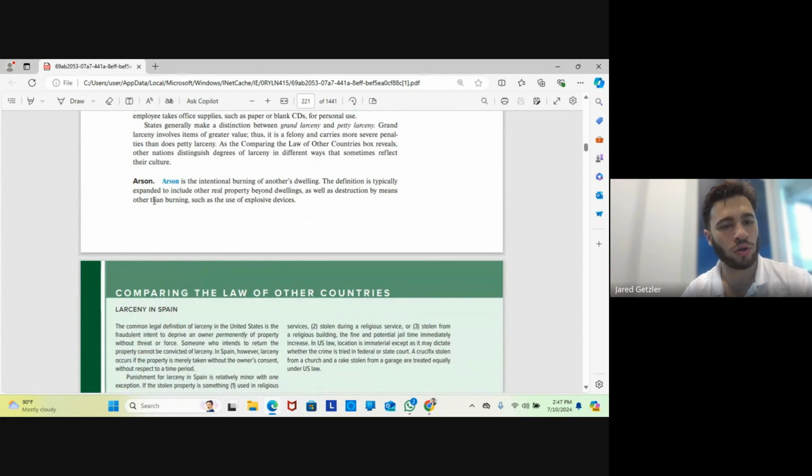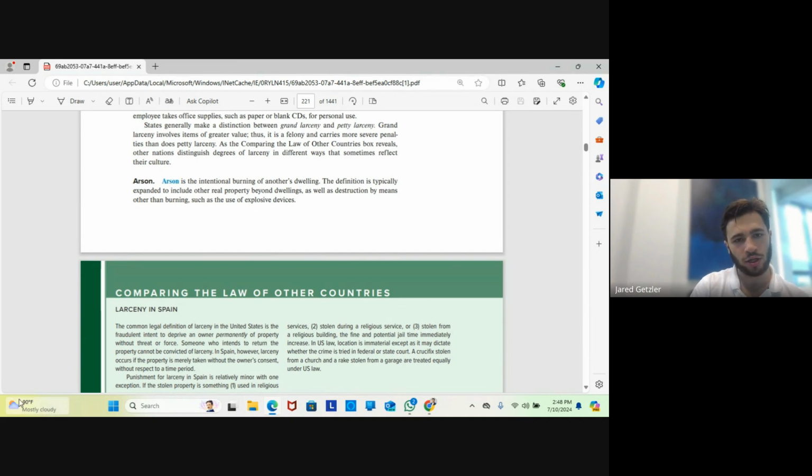And then we also have arson. So let's say, for example, I'm mad at the guy who crashed my car, right? Let's say I go to his house and I burn down his house because I'm mad. That's going to be arson. So it's the intentional burning of another person's dwelling. That could also be if I blew up his house. So let's say I put a pipe bomb in his house and it caused damage to his garage. I could still be charged with arson.